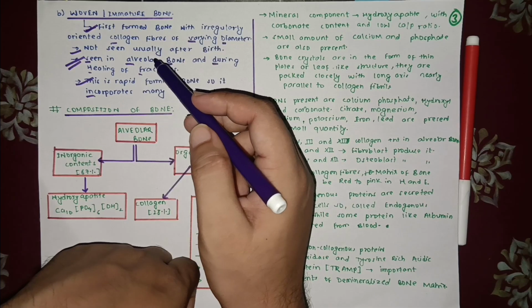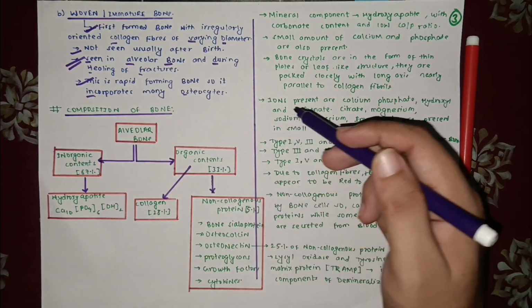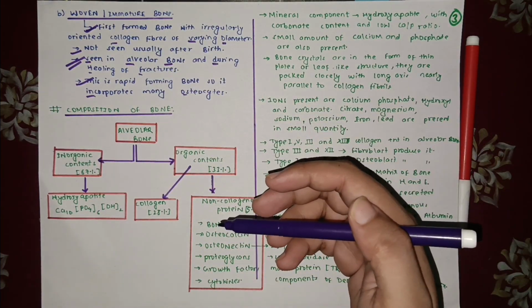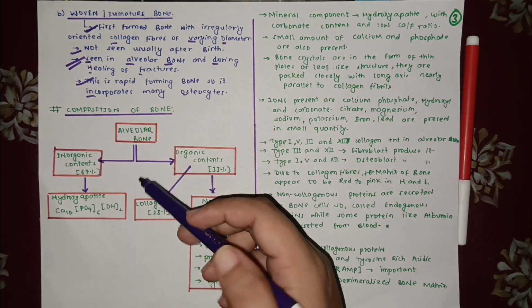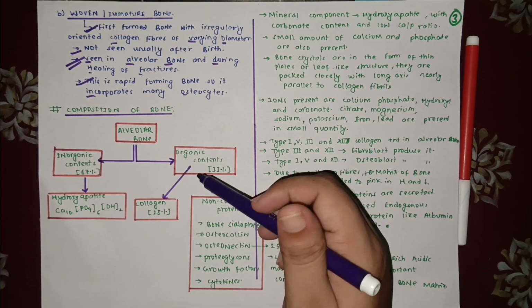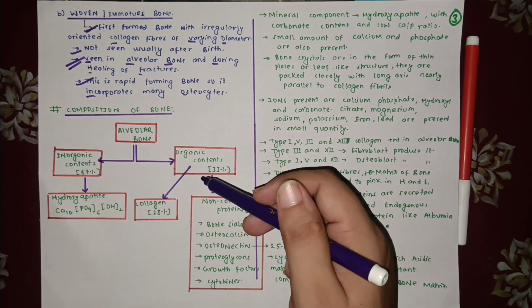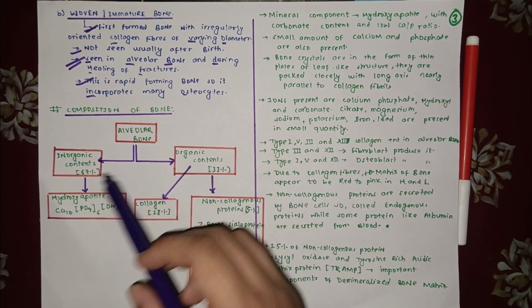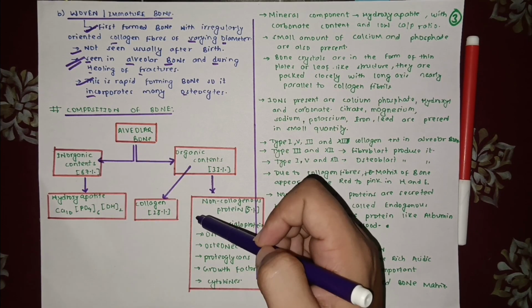So we have discussed the classification of the bone. Now we will discuss the composition of the bone. For the composition, we have prepared a table here. This table is important, and when you draw this table in your theory exams, it will be good there. After that, now let's discuss this table.